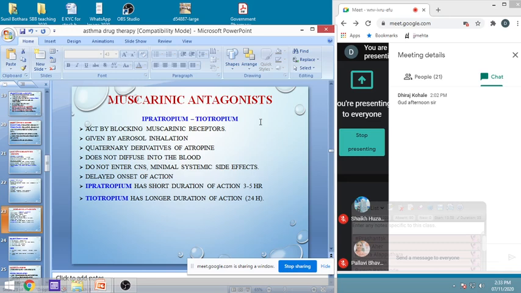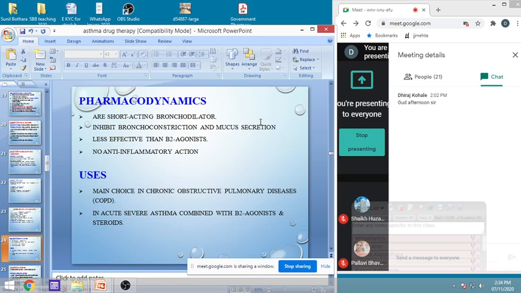The problem is that the onset of action is delayed, it is late. Ipratropium has a short duration of action, only 3 to 5 hours, while tiotropium has a longer duration of action. But still, muscarinic antagonists are a second choice, used particularly when the beta 2 agonist cannot do the job properly.